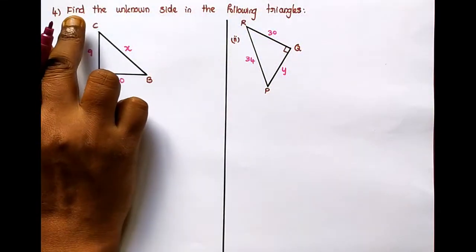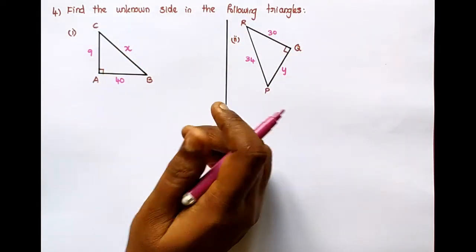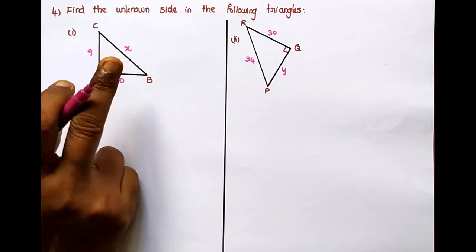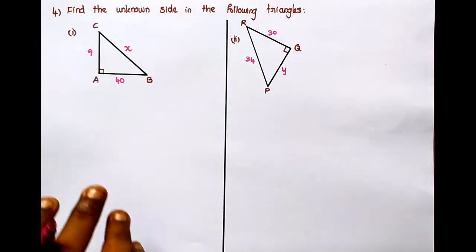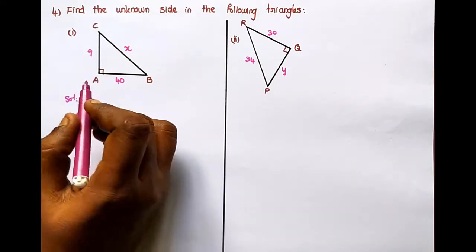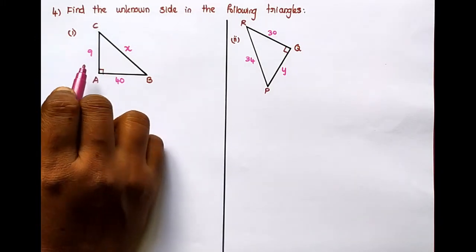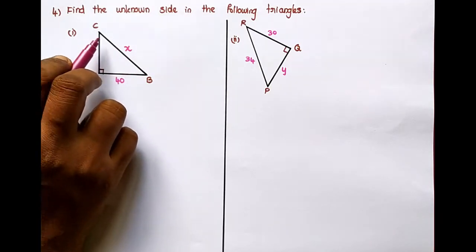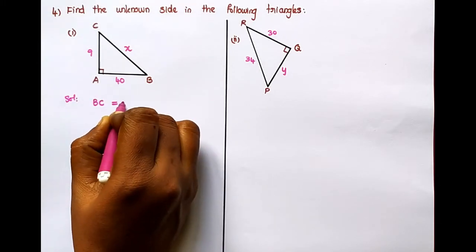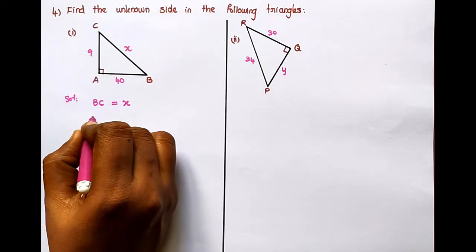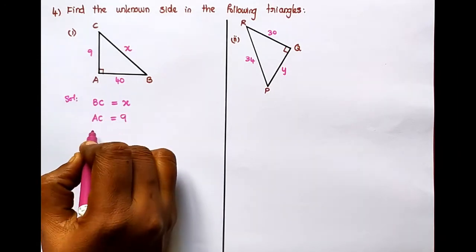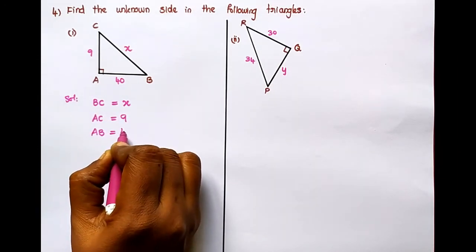Fourth sum: find the unknown side in the following triangle. Listen, they have given the triangle and the value of one side is not given, so we have to find the value of x. First one: BC is the hypotenuse. BC equals x, AC, that is the opposite side, is 9, and AB equals 40.